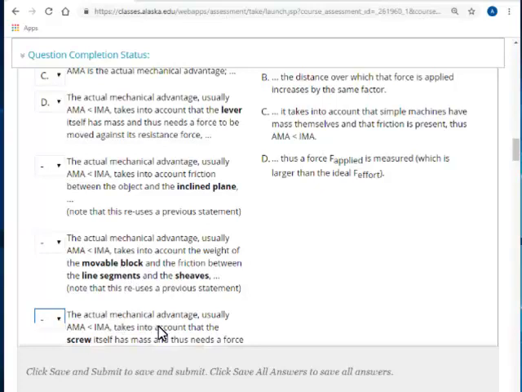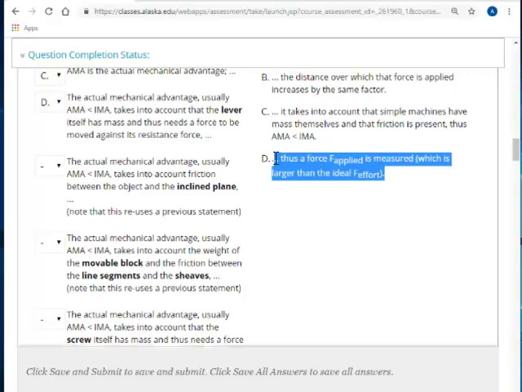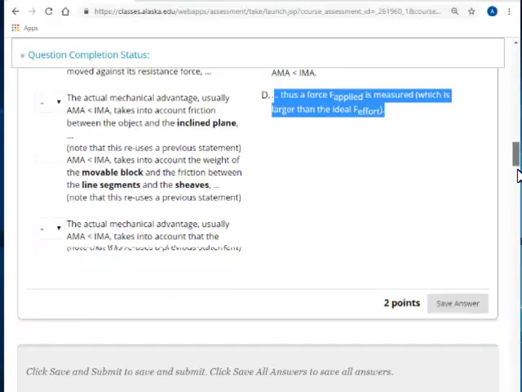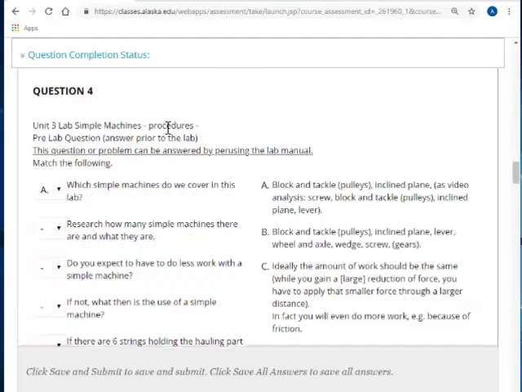You will do 2 of these in the lab, and then there will also be some videos posted that you're going to watch and answer questions on during the lab. But in any case, all of these 4 here take on the same statement over here. Simple machines, look at the procedures. This should be in the correct order. Which simple machine do we cover in the lab? Block and tackle, inclined plane, as I just mentioned, 2 of them.